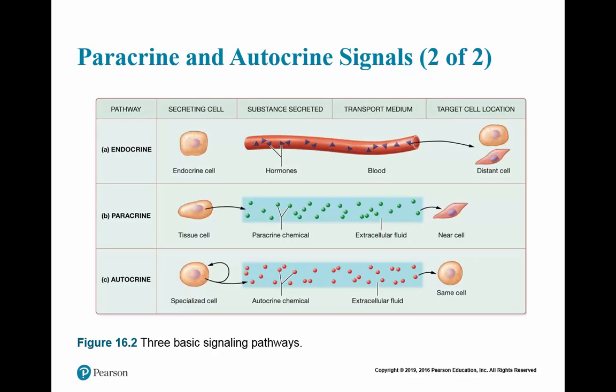Here you can see, this is a figure that's in your book. Endocrine, the hormone goes into the blood, and it affects distant cells of different types. Paracrine, the chemical goes into the extracellular fluid, but it's got to affect a nearby cell. Doesn't have to be the same type though. Autocrine, it also goes into the extracellular fluid, but it has to affect the same type of cell that may not be close by, but it's got to be the same type of cell.